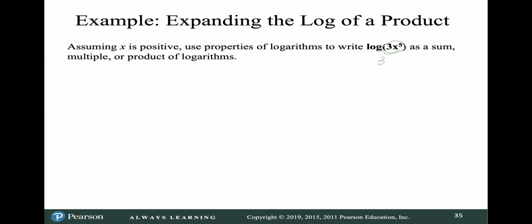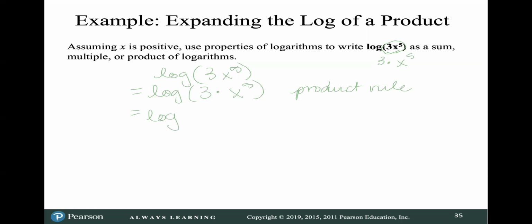So this is 3 times x to the 5th. So I can say that log of 3x to the 5th, which we can write as log of 3 times x to the 5th. Well, that's a product, so we're going to use the product rule. And the product rule says then I take log, same base, which is just our common base because there's no base written. Log of 3 becomes plus log of x to the 5th.